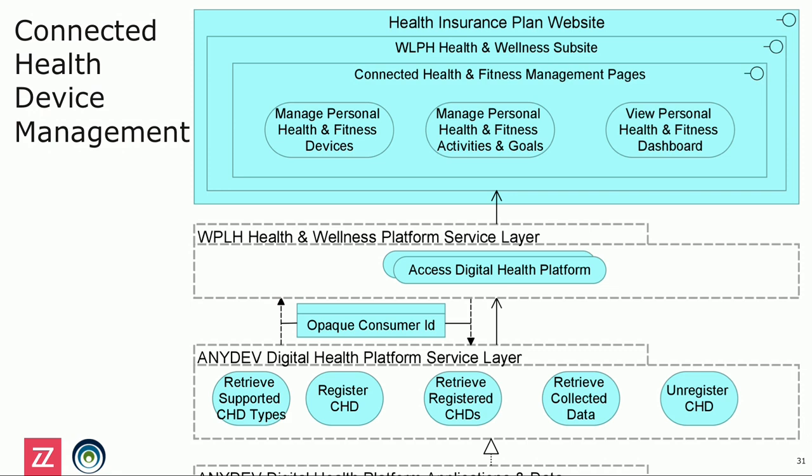First of all, I'm allowed to have a relationship between an object and a relationship. And I'm also allowed to have groupings that have relationships. And I'm showing that in order to preserve confidentiality, there's only an OP consumer ID exchange between the digital health service platform provider and the health and wellness platform service layer. So you can see some complexity here as well.